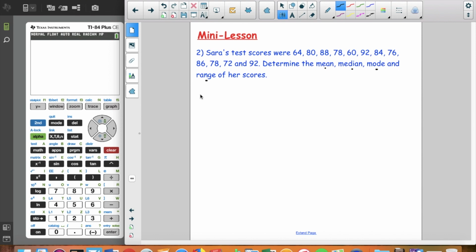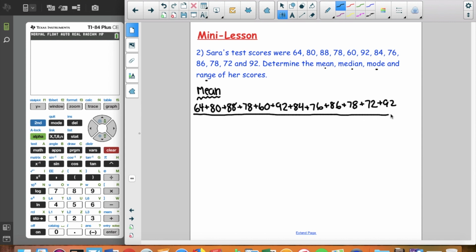So let's first find the mean. Now for the mean, we have to add up all the scores and then divide it by the number of scores that there are. So we have 64 plus 80 plus 88. It's going to take a little while. 78, 60, 92, 84, 76, 86, my goodness, 78, 72, and 92.